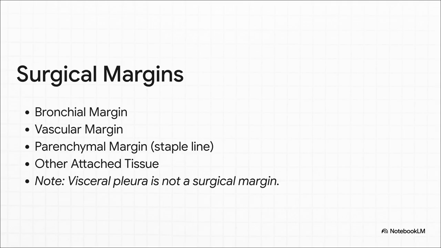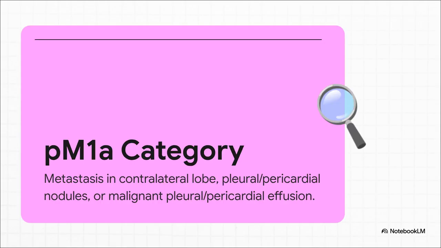And here's a key point that trips people up. The visceral pleura is a site of tumor invasion that affects the T stage. It is not a surgical margin. So the M category is for distant metastasis. We assign pM1a when we find pathologic proof of spread, but it's still within the thoracic cavity. Things like finding a separate tumor nodule in the opposite lung, or seeing tumors studding the pleura, or confirming a malignant pleural effusion. Any of those findings are definitive signs of metastatic disease.